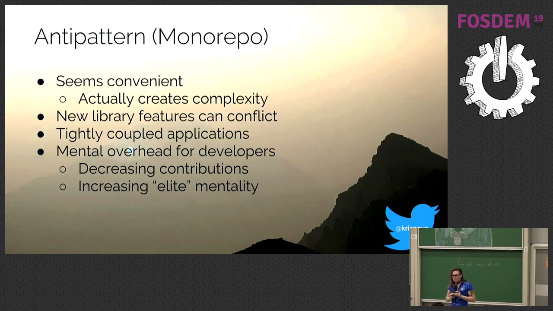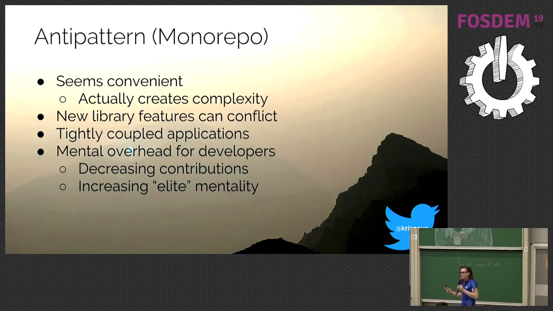The new library features can conflict. If somebody needs to make a change because they have a bug in a version of a library and somebody else also wants to make a change, it's going to be really hard to convince someone to let you make a change to the function definition in these shared libraries that everybody is using. Furthermore, it's tightly coupled applications, so the applications really can't run anywhere else, and you notice that we start to build the same thing over and over and over again because we're using all of the same libraries in the same repository. And last but not least, it's a mental overhead for developers.